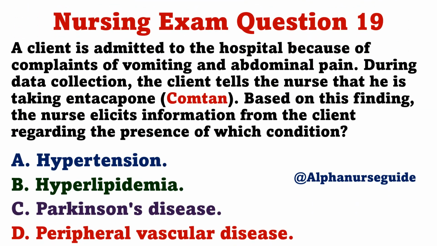Question 19. A client is admitted to the hospital because of complaints of vomiting and abdominal pain. During data collection, the client tells the nurse that he is taking entacapone. Based on this finding, the nurse elicits information from the client regarding the presence of which condition? A. Hypertension. B. Hyperlipidemia. C. Parkinson's disease. D. Peripheral vascular disease.